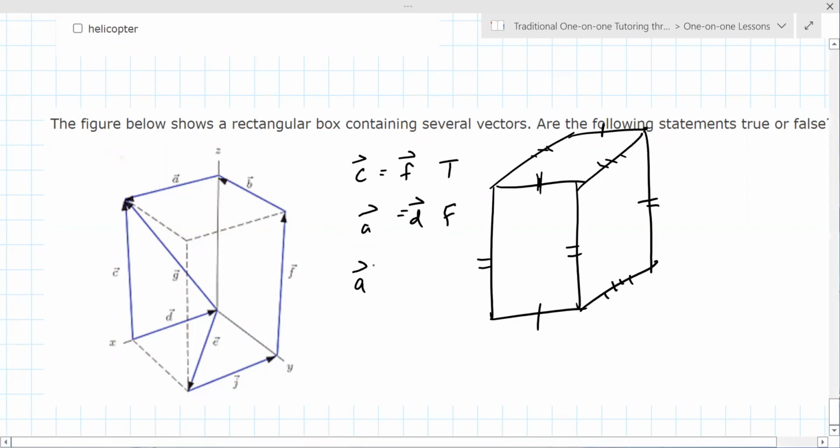The next one says is A equal to minus B. So what does minus do? Minus flips the orientation. So here's A, minus B is going this way. Well, that's not drawn real well, but it's going the other direction now. So those are not the same.